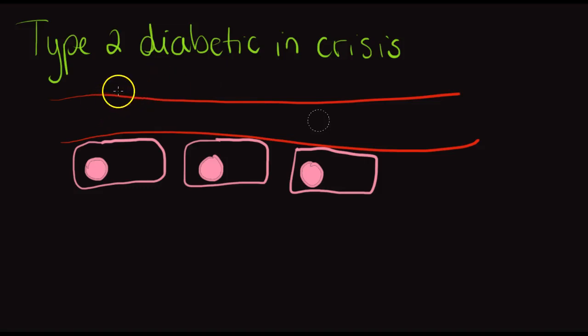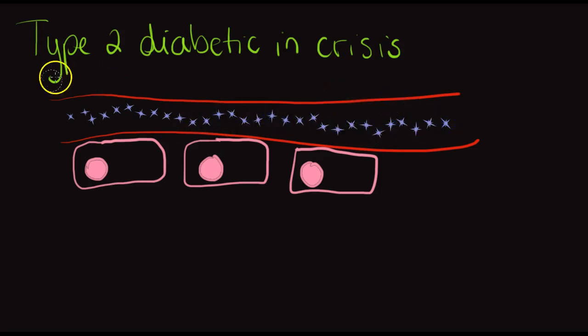Alright, this video is to illustrate what happens to a type 2 diabetic when they are in crisis. So, of course, the first thing that happens is a bunch of glucose shows up here. Glucose shows up in the bloodstream, followed by some insulin. And the point of the insulin, of course, is to get the glucose into the cell.